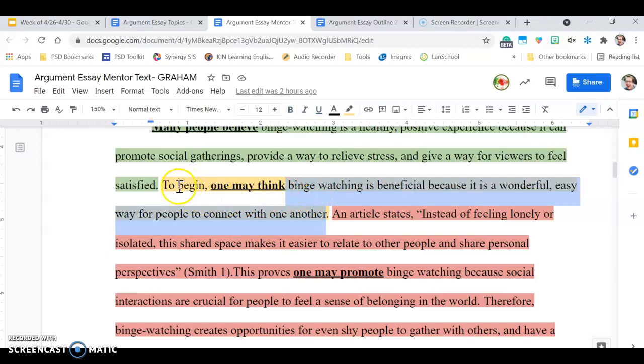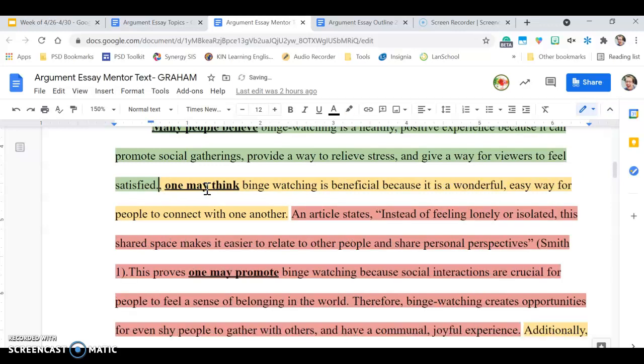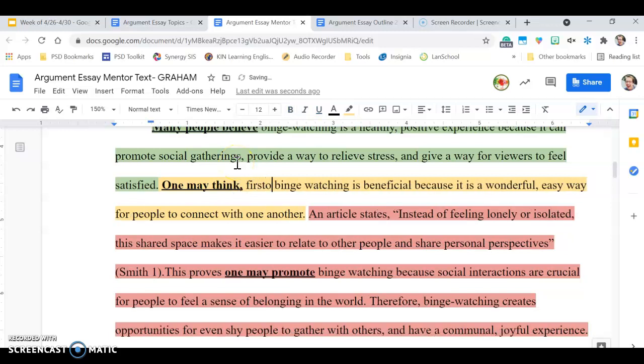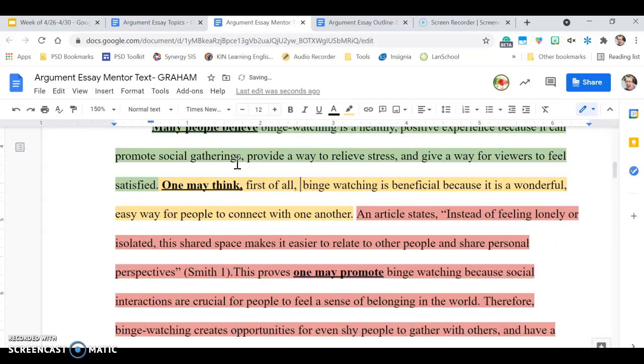So the key to embedding this transition is we just take the piece that says this is a new idea, and we just put it somewhere else. For example, I could delete that transition and make this the beginning of the sentence. And I could say, "One may think, comma, first of all, comma, that binge watching is beneficial because it's a wonderful, easy way for people to connect with one another," right? So that's one way to do it. Of the ways to embed a transition, that's the most straightforward way to do it. It's also probably the least fancy and sophisticated way to do it. So we'll talk about another way to do it in a second.